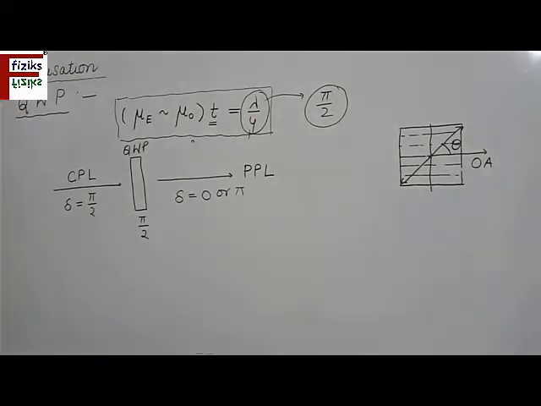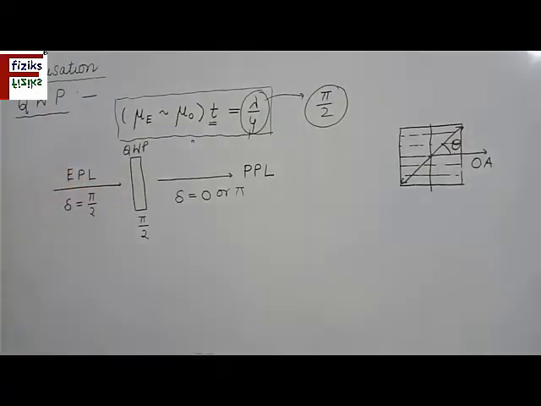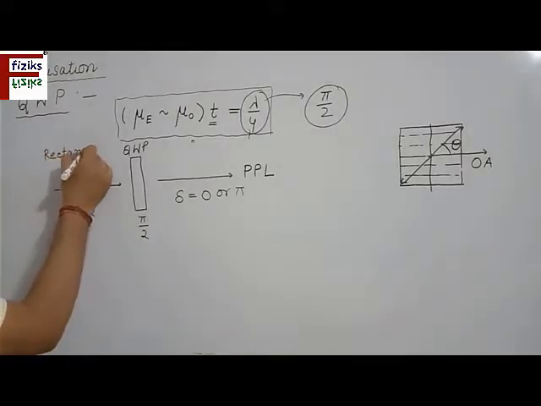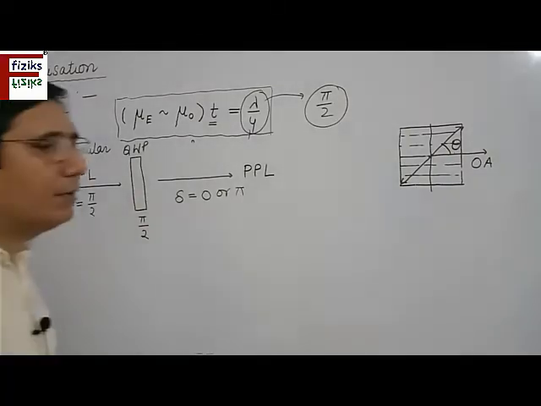plane polarized light. In a similar fashion, take elliptically polarized light, more specifically rectangular elliptically polarized light. When this is incident on the quarter wave plate, delta will be pi by 2, and the plate will introduce a phase of pi by 2. So this will be pi by 2 plus pi by 2, and pi by 2 minus pi by 2. So delta will be 0 and pi, and again we will have PPL on the emergent side. So these are the 4 applications of quarter wave plate.